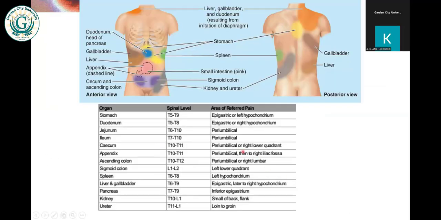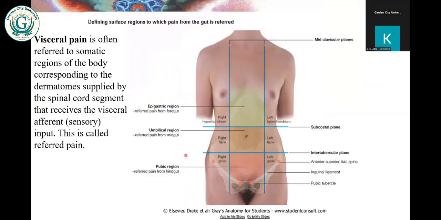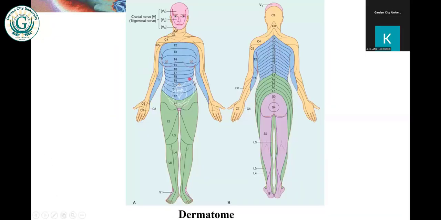So I made this table here that is telling us that sympathetic innervation to the appendix comes from the T10 to T11 segment of the spinal cord. So if you have pain from the appendix, that pain is referred to an area on the skin that corresponds to a particular dermatome. And what is a dermatome? A dermatome is an area of the skin supplied by a single spinal nerve. Let me give you an example here.